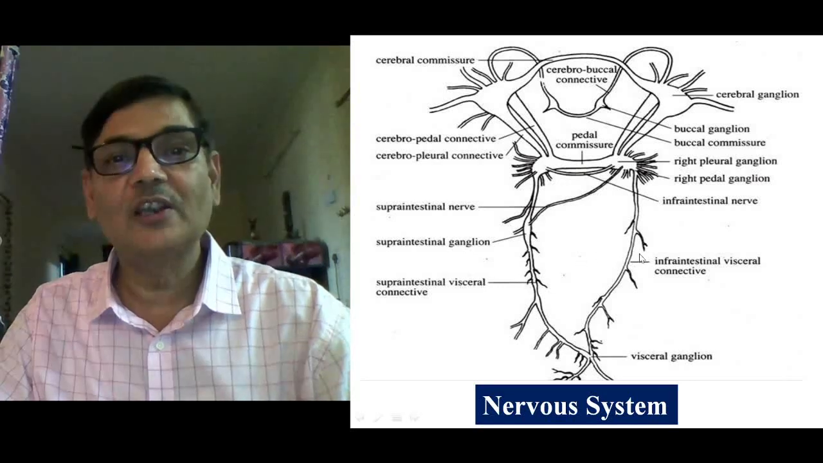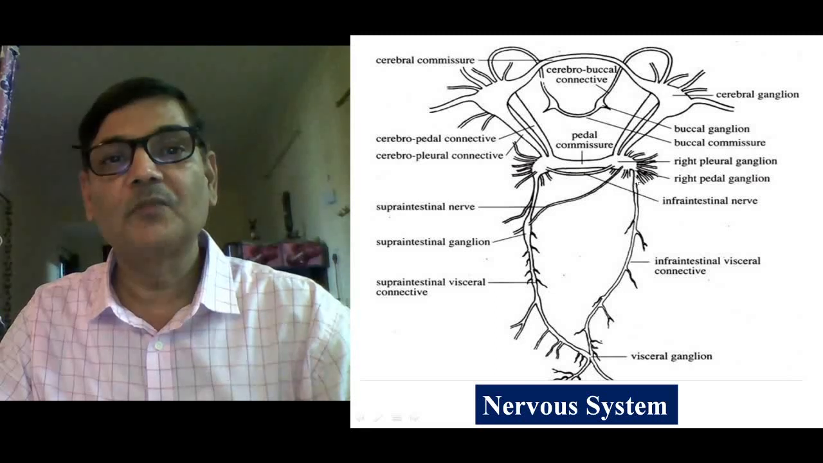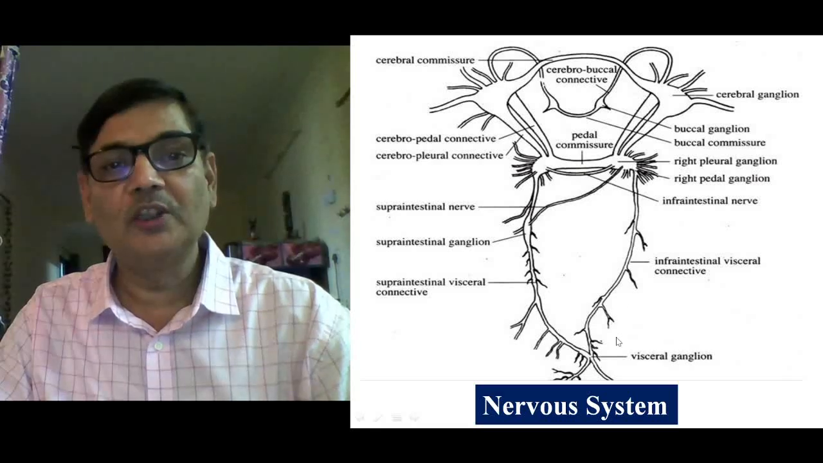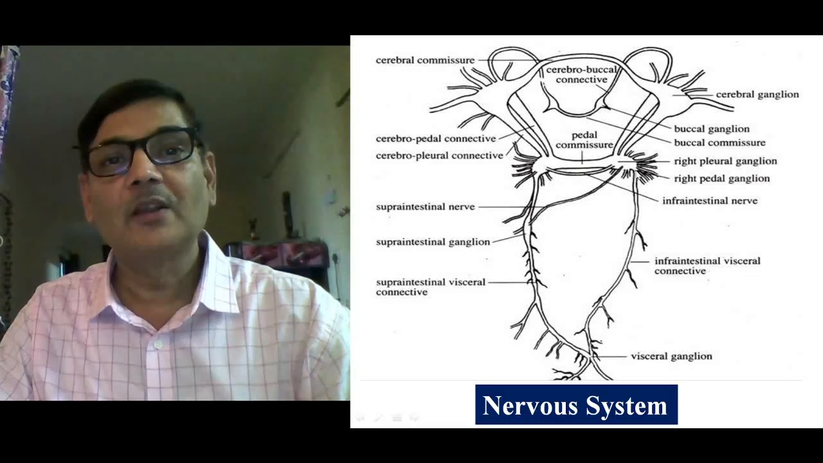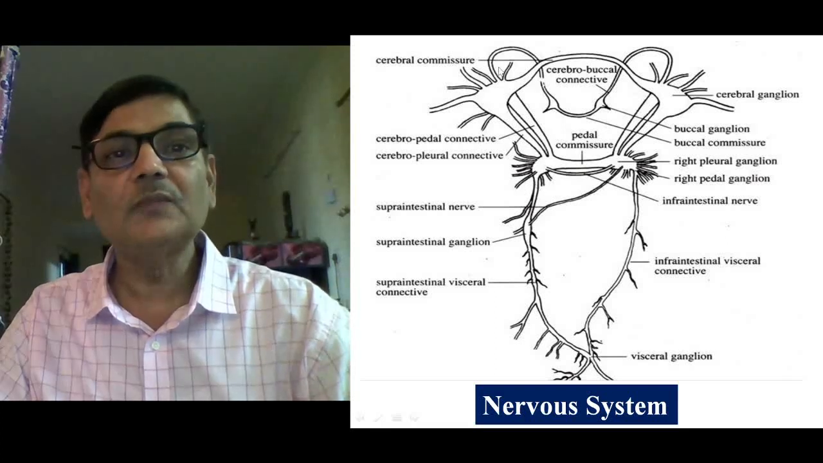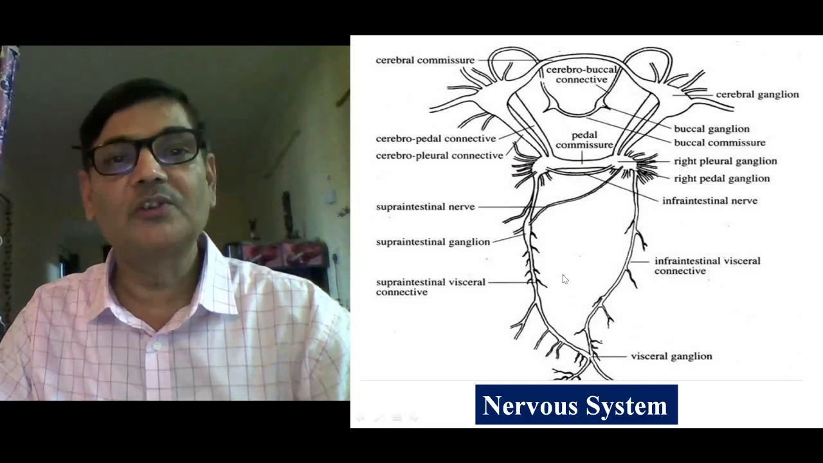Then on the right side, you can see a long nerve that is connecting the infraintestinal ganglion with the visceral ganglion, and this is referred to as the infraintestinal visceral connective, because I just said that a small infraintestinal ganglion is fused with the pleuropedal of the right side. And you can also observe a very fine nerve connecting the left and right side of the pleuropedal, that is referred to as the infraintestinal nerve. So this is actually the complete nervous system of Pila.